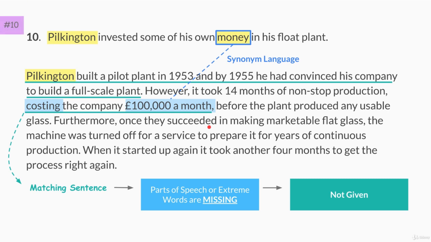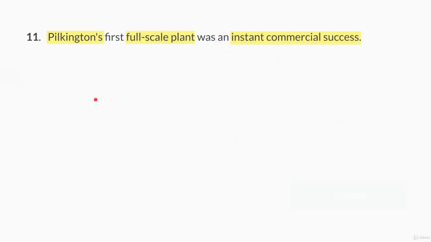Now let's move on and do the next question, question number 11. Before we do that, we're just going to mark this question with a little number 10 over here, since we found the answer to number 10 right here. And this way we'll know that the answer to number 11 is going to come after this line. So here is question number 11. Pilkington's first full-scale plant was an instant commercial success.